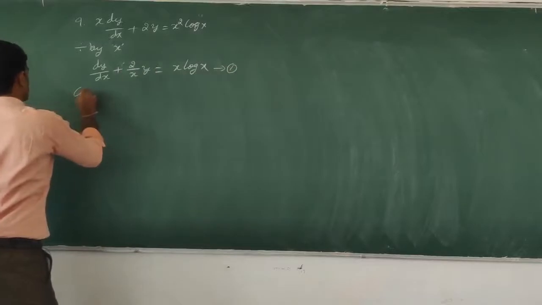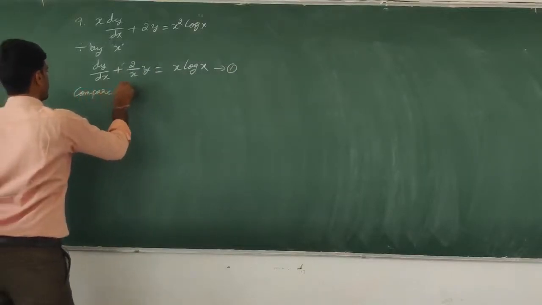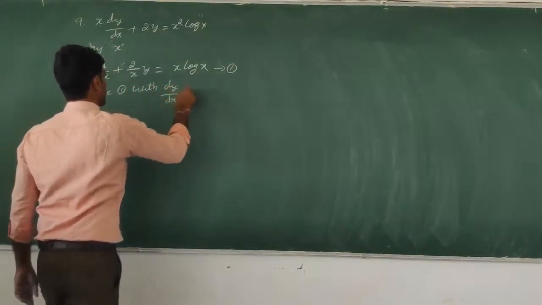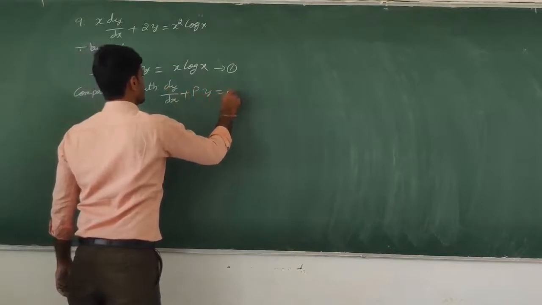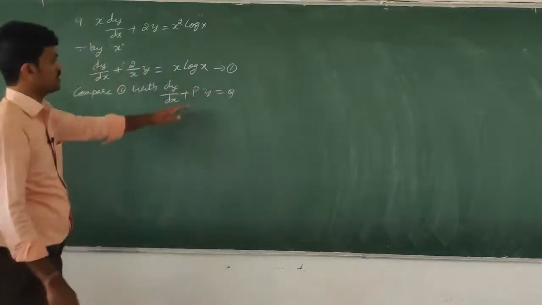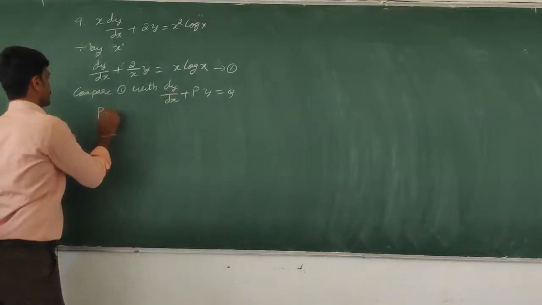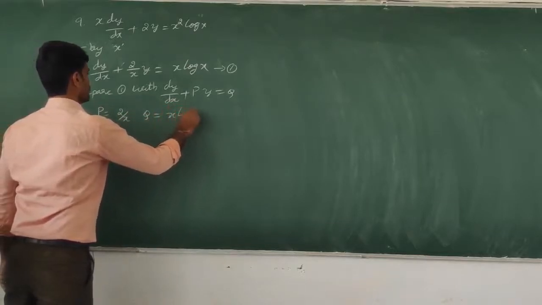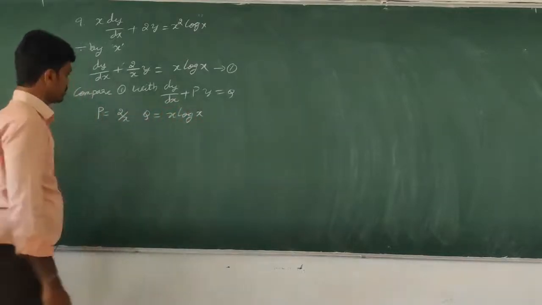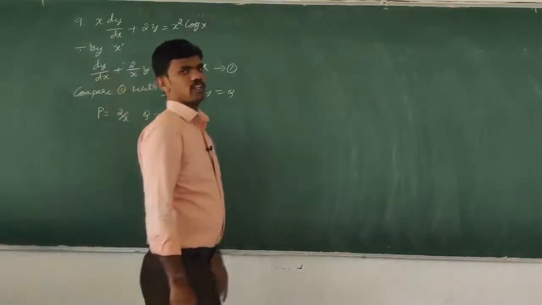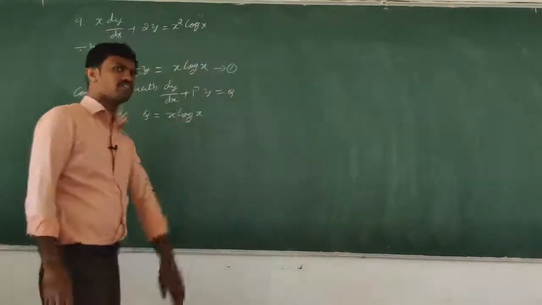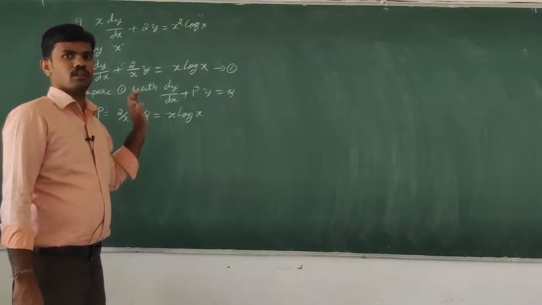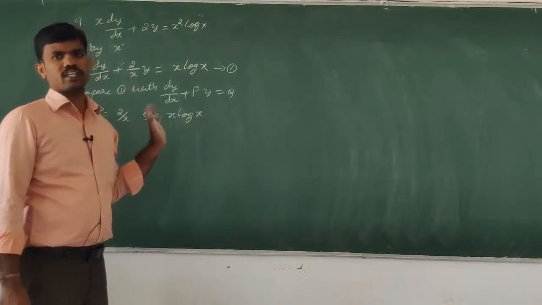Compare equation 1 with dy by dx plus p into y is equal to q. So on comparing, we have p is equal to 2 by x and q is equal to x log x. Once we got the values of p and q, that is the first step. After finding P and Q, our aim is to find the integration factor.